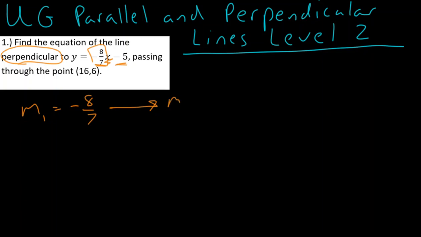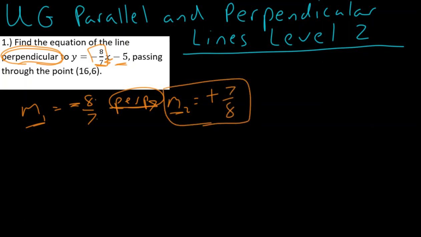We're going to write m2 equals, and what we want to do is take that word that we circled, in this case we'll abbreviate it to perp for perpendicular, and just understand that this arrow is showing us we're going from our original slope to our new slope. When it's perpendicular, we take the opposite reciprocal. So instead of being a negative, we now have a positive. Instead of being 8/7, we have 7/8. Alright, so there's a slope.